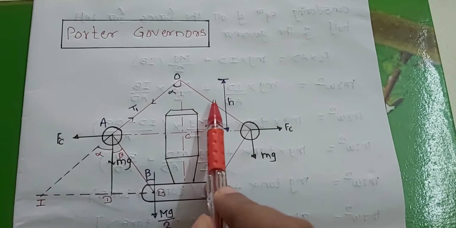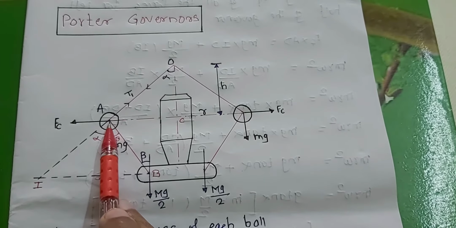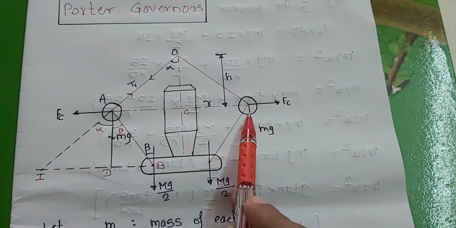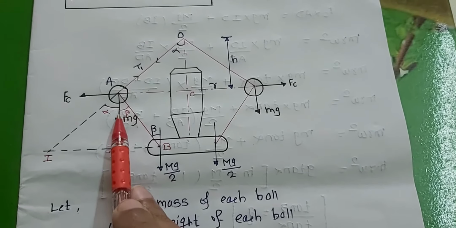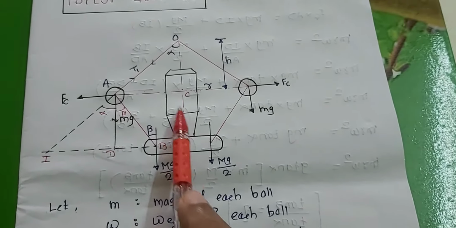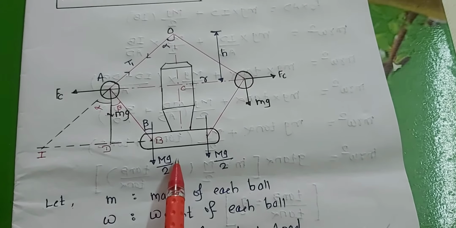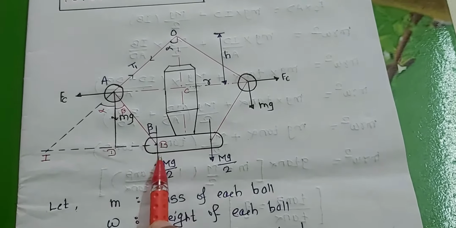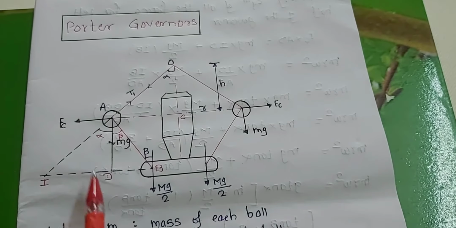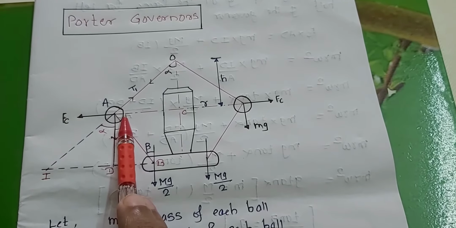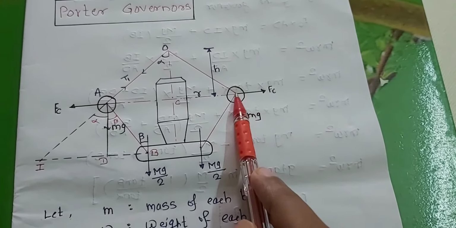These are the upper arms. These are the lower arms. The balls are attached at the upper arms. These two balls each have mass small m, so the weight of each ball is mg. This is the sleeve, attached on the spindle axis. The weight of the sleeve at each section is half, capital Mg by 2, where capital M is the mass of the sleeve. This is the centrifugal force Fc acting on the ball, in the outward direction.